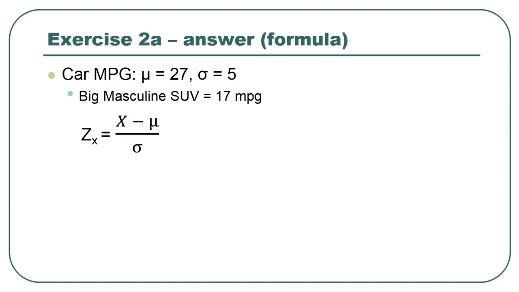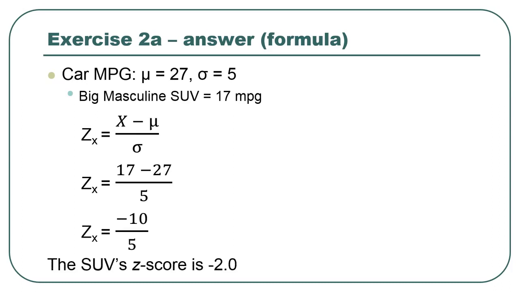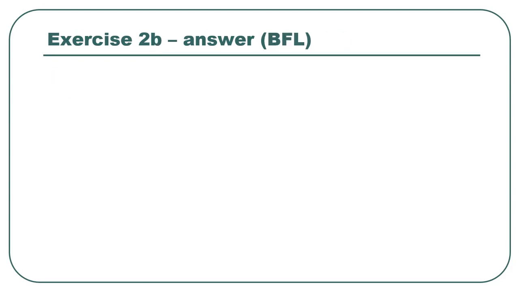Z of x is x minus mu over sigma. X minus the mean over the standard deviation. So 17 is x, it's the dividing point there, minus 27 over 5, negative 10 over 5. I think that's fairly obvious at this point.